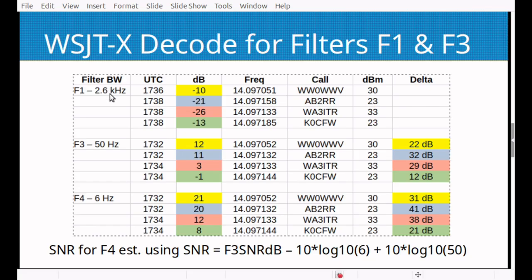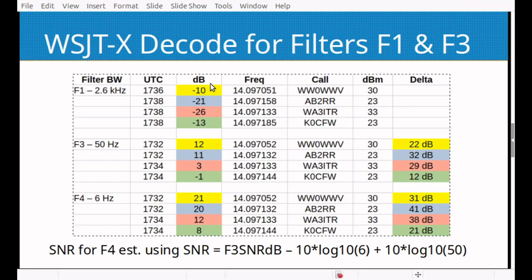That's our 2.6 kilohertz filter. So here are the stations that I was able to receive. I picked these out of a whole list to make it easy to understand in this table. And you can see they were transmitting anywhere from 23 to 30 dBm. So they're running about 3.5 to 4.5 watts. The time stamps are here. So these were collected after actually I did the earlier F3 filter.